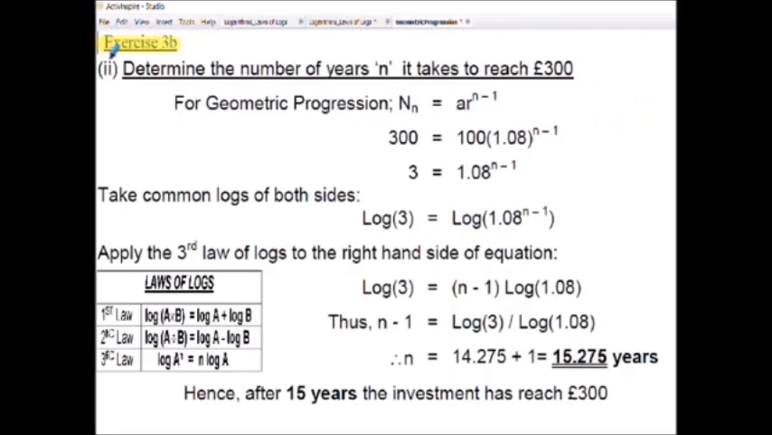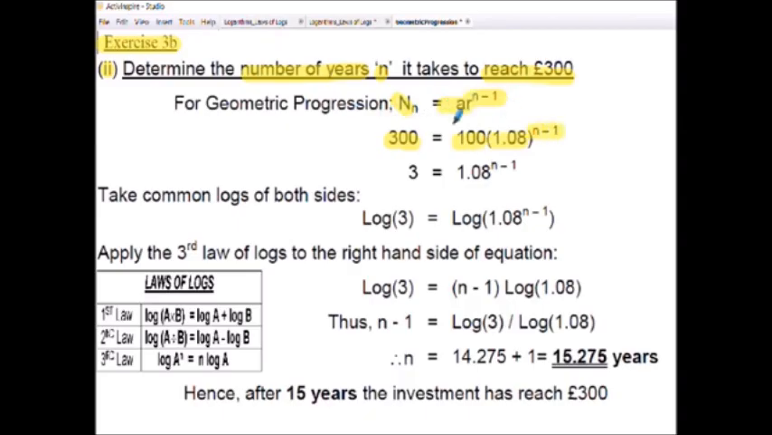Exercise 3b continued, part 2. We're asked to find now the number of years, little n, it takes for the £100 investment to reach £300. So the £300 is our nth value in our equation. From the GP equation, nth term is equal to ar to the n minus 1. On the left hand side I have 300 for my nth value. On the right hand side, 100 for the a, and the r is 1.08 to the power of n minus 1. And it's little n we're trying to find.